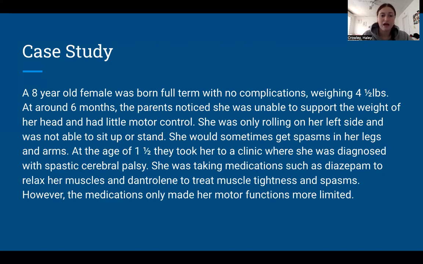At the age of 1.5, they took her to a clinic where she was diagnosed with spastic cerebral palsy. She was taking medications such as diazepam to relax her muscles and dantrolene to treat muscle tightness and spasms. However, the medications only made her motor functions more limited.